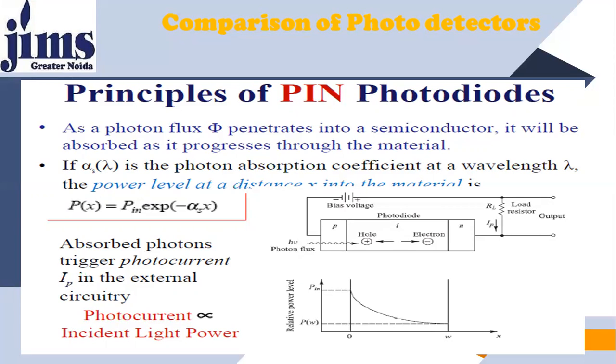So at any position you can find out the power, and that power has an exponential type of equation, like the current equation and voltage equation. So we have a power equation that acts at any point, any distance, and Pn is actually the maximum power.